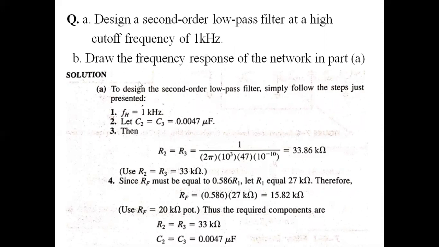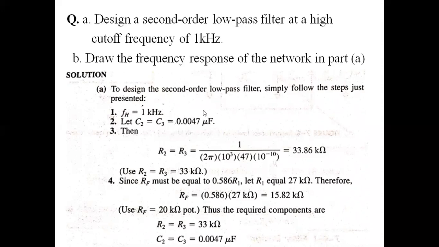Okay, and now once again go through the problem. So what are the given data? It is a low pass filter. The high cutoff frequency is given as 1 kilohertz, and according to the design you can choose any value. If they mention one, you can take it; otherwise, according to the design procedure, choose C less than or equal to 1 microfarad. Now I am choosing the value of C2 and C3 equal to 0.0047 microfarad.